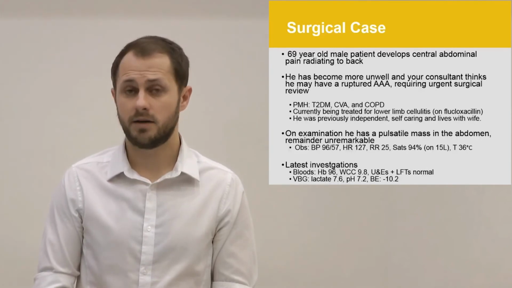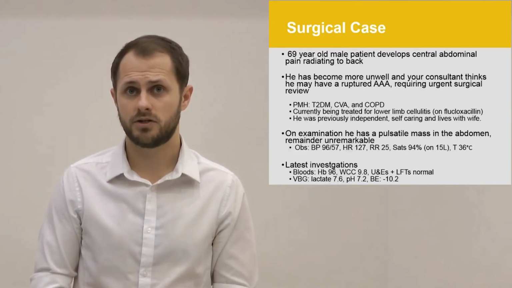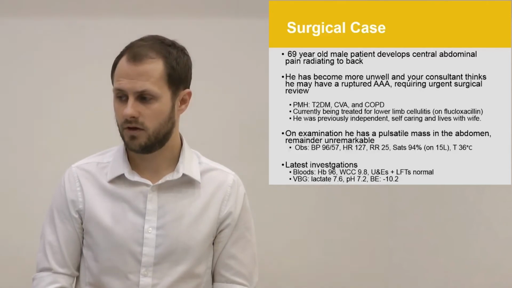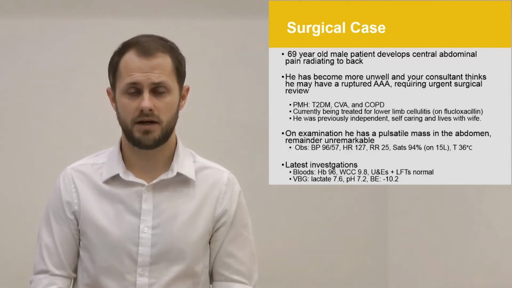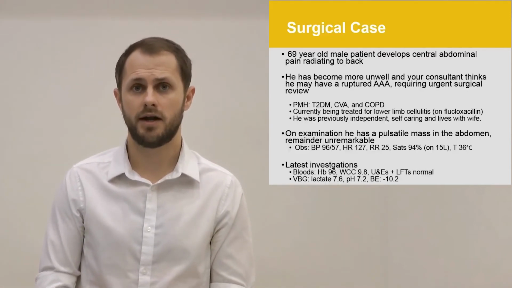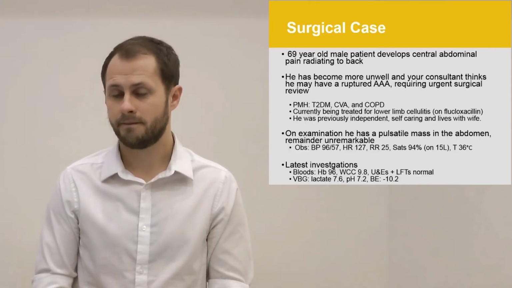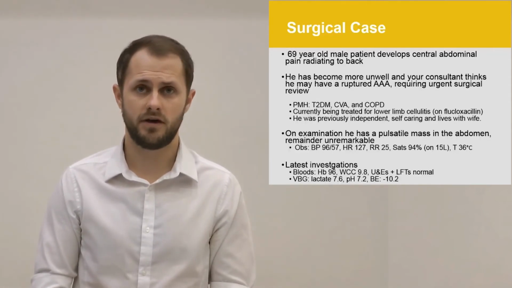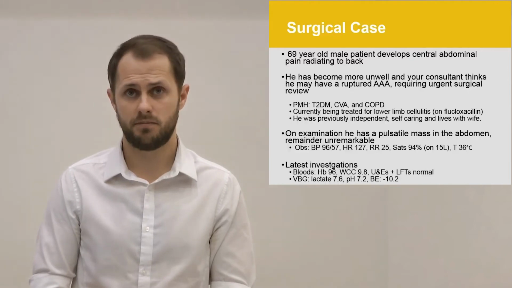The A in assessment suggests that there is a pulsatile mass on the abdominal examination and nothing else remarkable found. Observations show hypotension, tachycardia, raised respiratory rate and an apyrexic patient. You've also done some bloods. This is important to tell the surgeons under the assessment point.